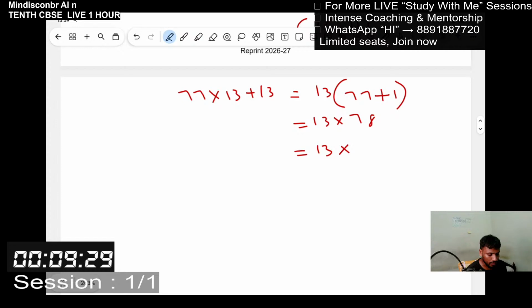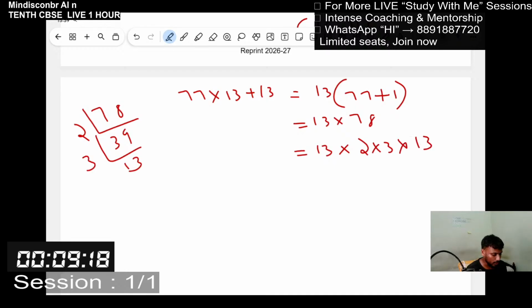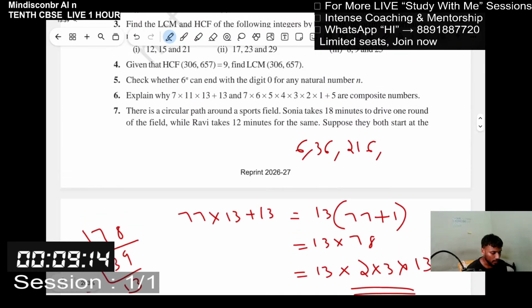Taking the factorization of 78, 2 into 39, 3 into 13, that is 2 into 3 into 13. So we can express this number as a product of primes. So we can say that this is a composite number.